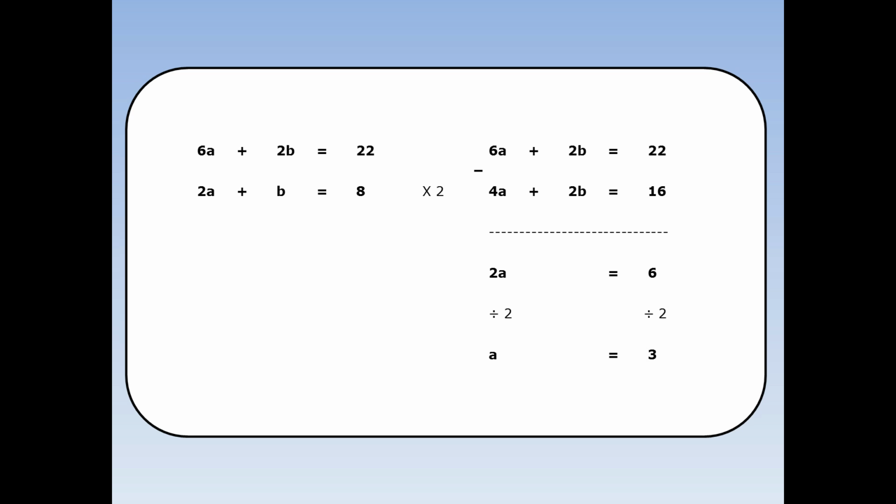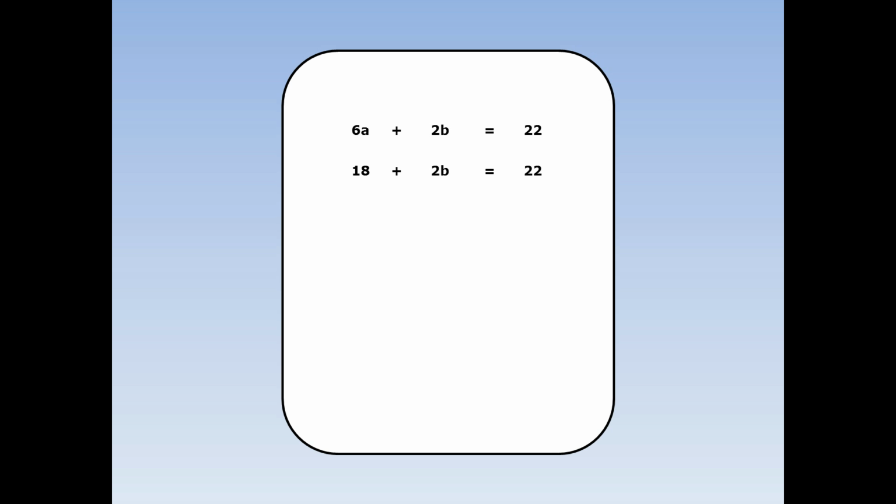Now I'm going to have to find out what b is as well. So I'm going to use the first original equation, 6a plus 2b is 22. I'm going to write that down and then substitute in a is 3. And that will help me find out what b is. So write down the original equation, 6a plus 2b is 22. Remember that a is 3, so 6 times 3 is 18, plus 2b is 22.